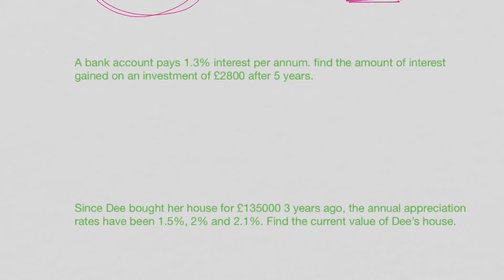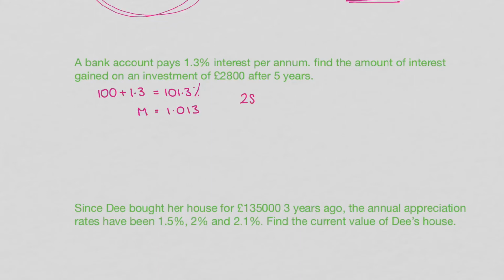Now, a bank account pays 1.3% interest per annum. Find the amount of interest gained on an investment of £2,800 after 5 years. Okay, so we're starting off with 100% and it's interest, so we're adding 1.3. So altogether, we've got 101.3%. So when we change that into a decimal by dividing by 100, we get 1.013. So that's our multiplier.